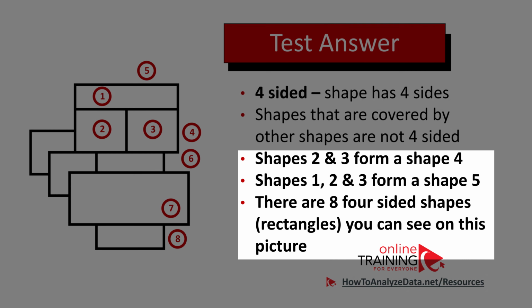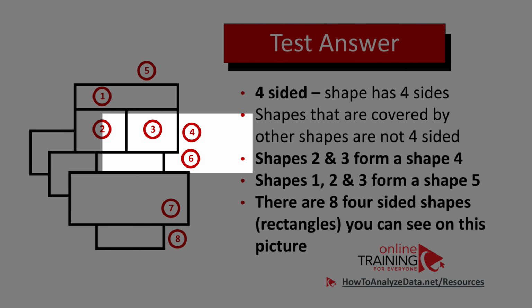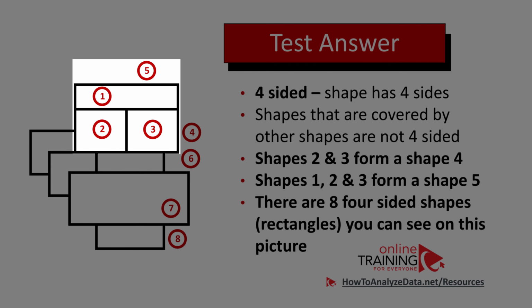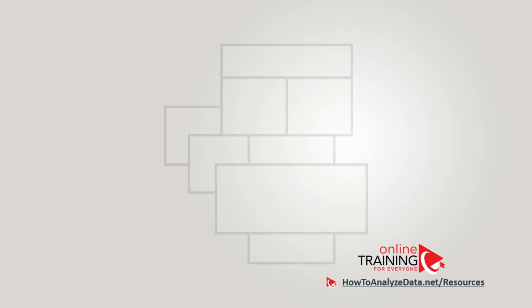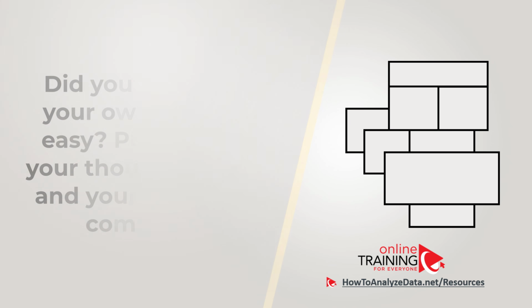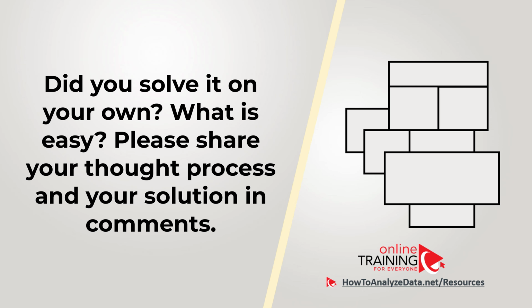Let's look at inside shapes that form another shape. Shapes 2 and 3 form shape 4, and shapes 1, 2, and 3 form shape 5. Now, was it easy to solve for you? Do you see any shapes we might have missed?